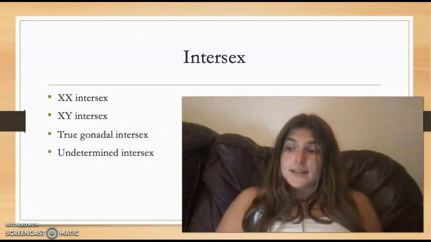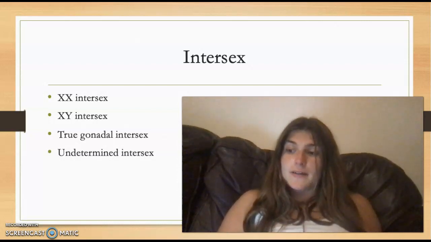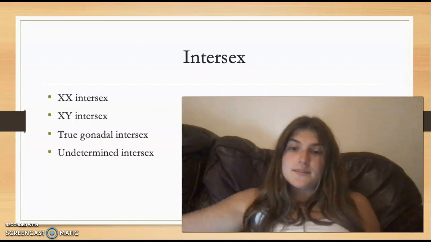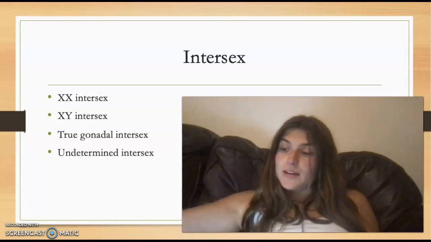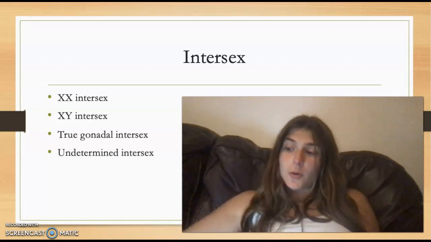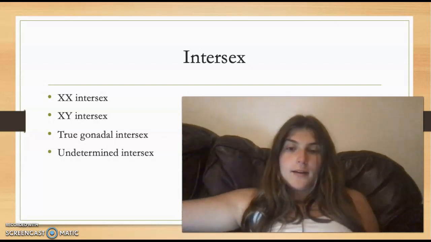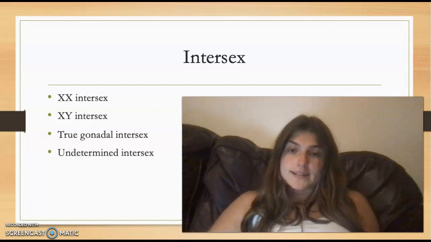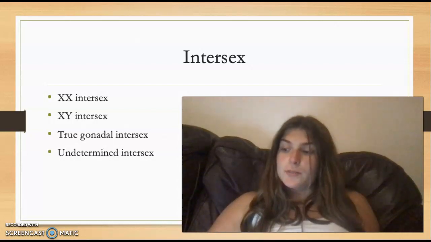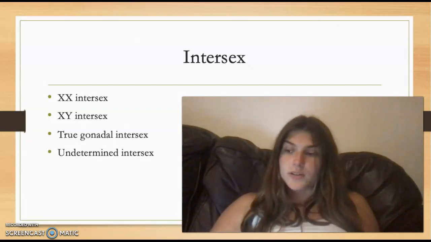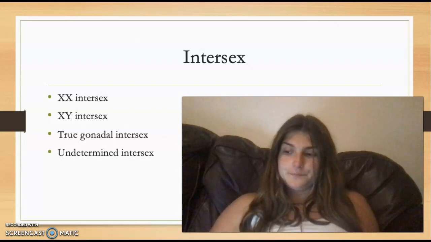In XY intersex, the person has the chromosomes of a male, but has female-appearing external genitalia. This can be caused by the testes not producing enough male hormones, problems with testosterone formation, and androgen insensitivity syndrome, in which a person is insensitive to male hormones. Undetermined intersex is when the chromosomes are different from XX or XY, for example, XXY or XXX. These conditions do not normally result in different internal or external genitalia, but sex hormone levels and sexual development are both greatly affected.